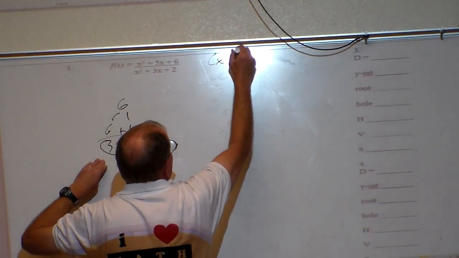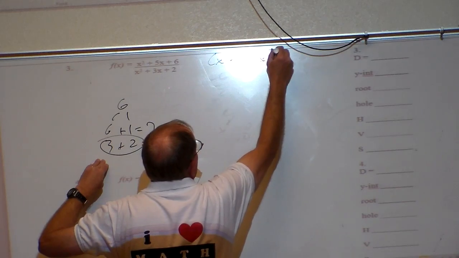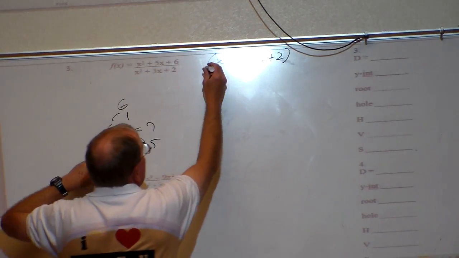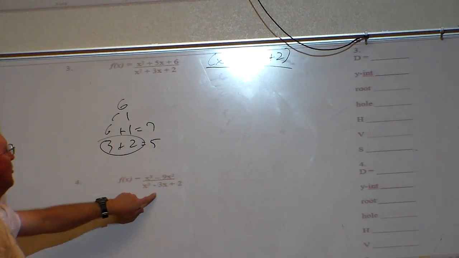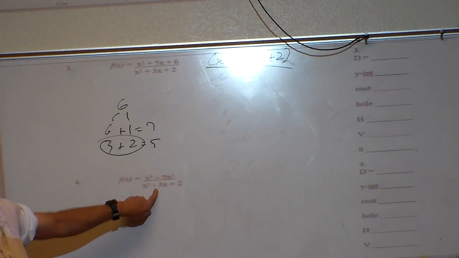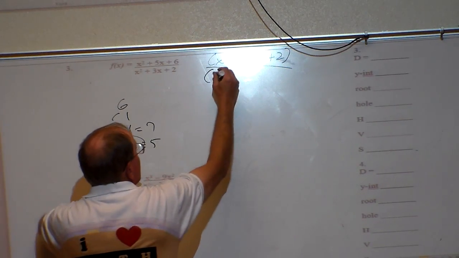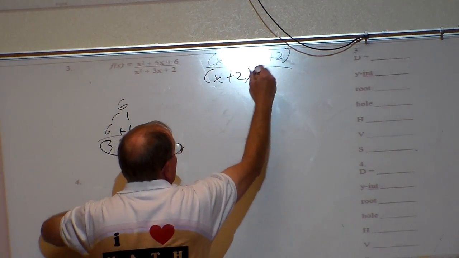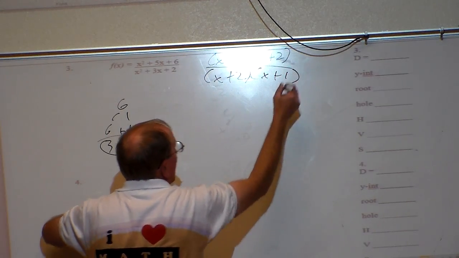So I'll have x plus 3, x plus 2. They're both plus, plus on the top. And the bottom was almost the same as this, except instead of a negative, they were what? This one will factor to x plus 2, x plus 1.